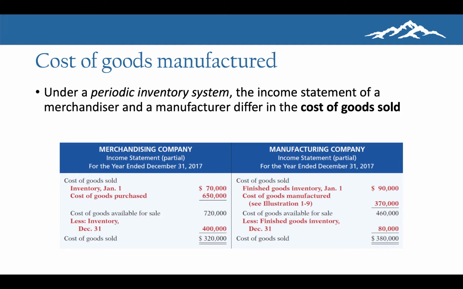If you jump over to the right, you have a manufacturing company. So again, you have $90,000 in finished goods. Those are goods that are available to sell. You have $370,000 in cost of goods manufactured. And so you have $460,000 of goods available to sell. At the end of the year, there's $80,000 in finished goods inventory. So 460 minus 80, obviously you have $380,000 cost of goods sold.